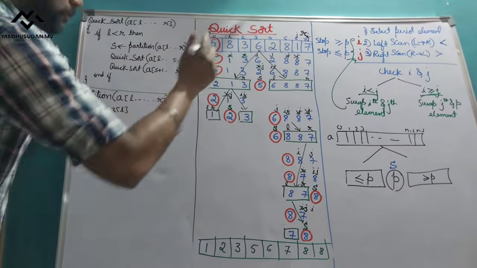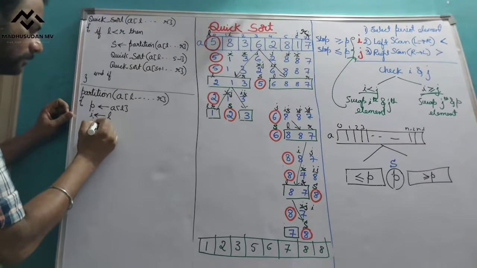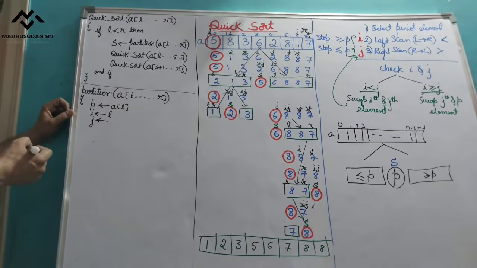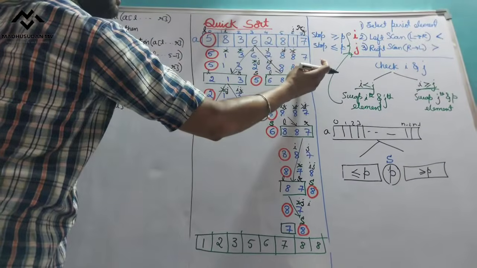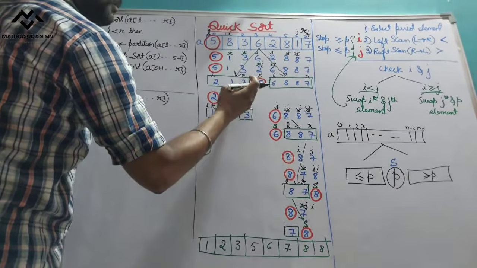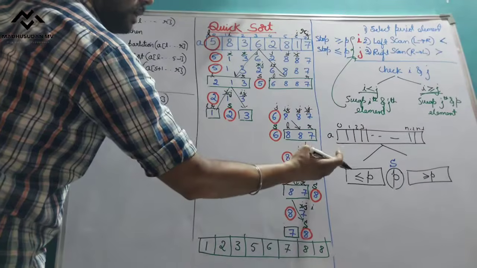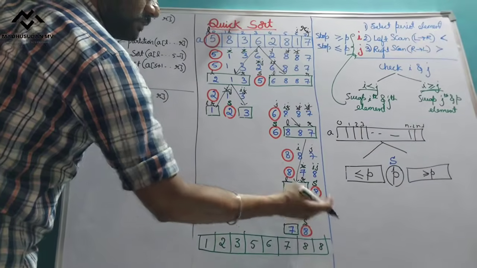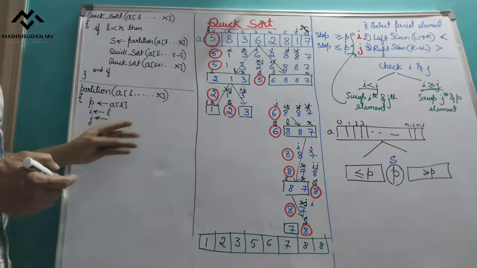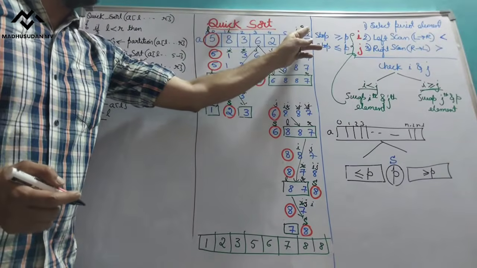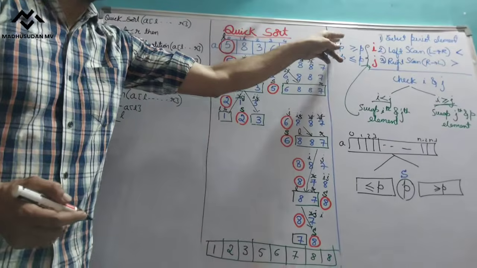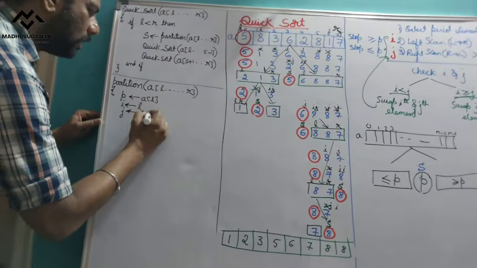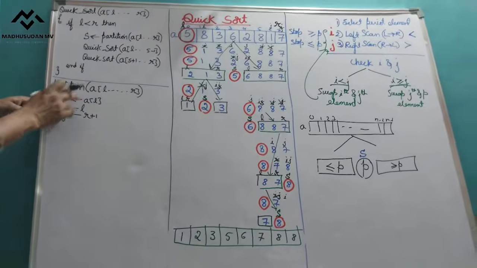Next, we took J index for what? Right index, right scan. J, we started from the last position. But in the algorithm, instead of starting from the last, I'll start from next to the last. That means R plus 1. So I will tell you again why. This you will come to know in a few minutes.